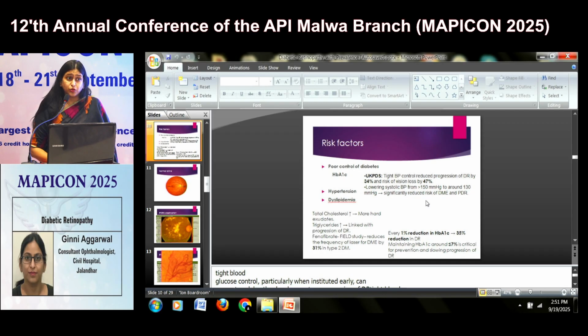But here I would like to mention that lowering the BP below 110 also poses the risk of ischemia of the retina. So the ideal value should be around 120 to 130. Also, increased cholesterol level means more hard exudates. Then triglyceride increase can also lead to diabetic retinopathy. Then the role of fenofibrate comes. Fenofibrate reduces the frequency of laser for edema by 31%.